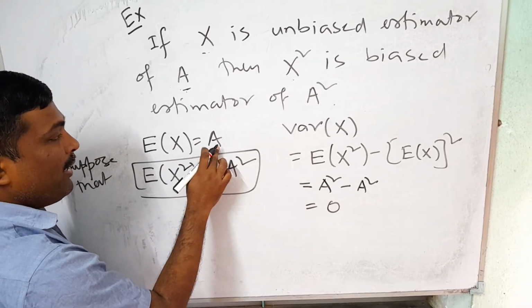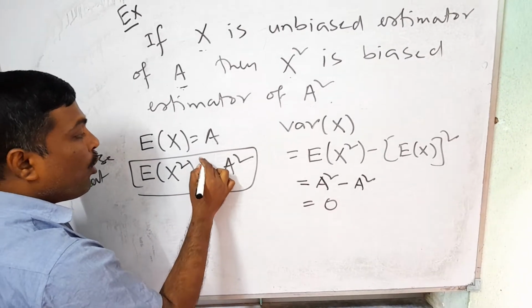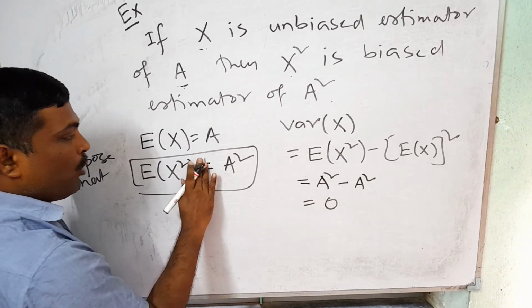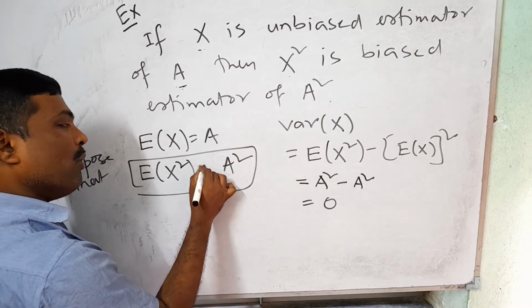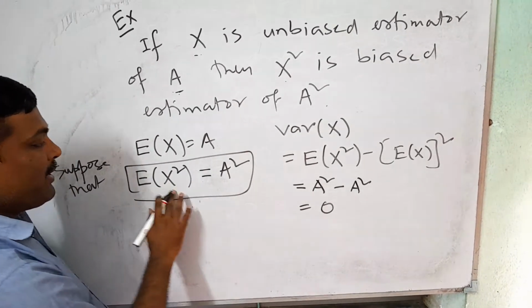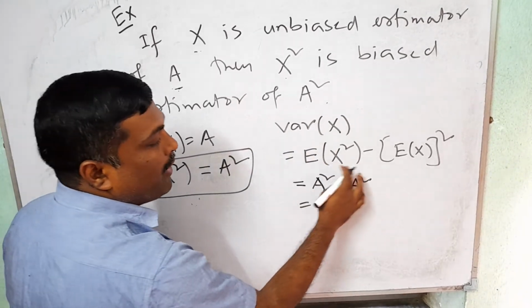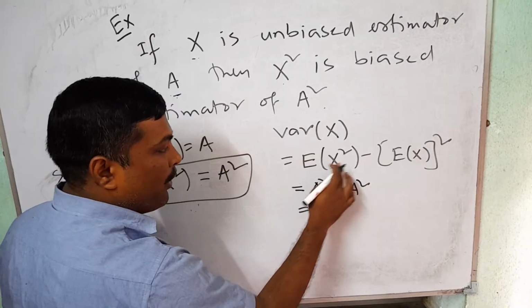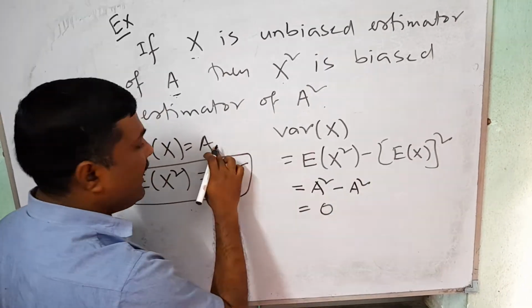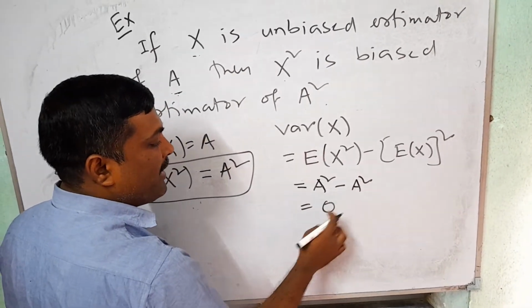So E of x equals A. Prove that E of x square not equals A square. Consider E of x square equals A square. Now calculate var of x. Var of x equals E of x square minus E of x whole square. E of x square is A square, E of x is A, so A square. So A square minus A square is 0.